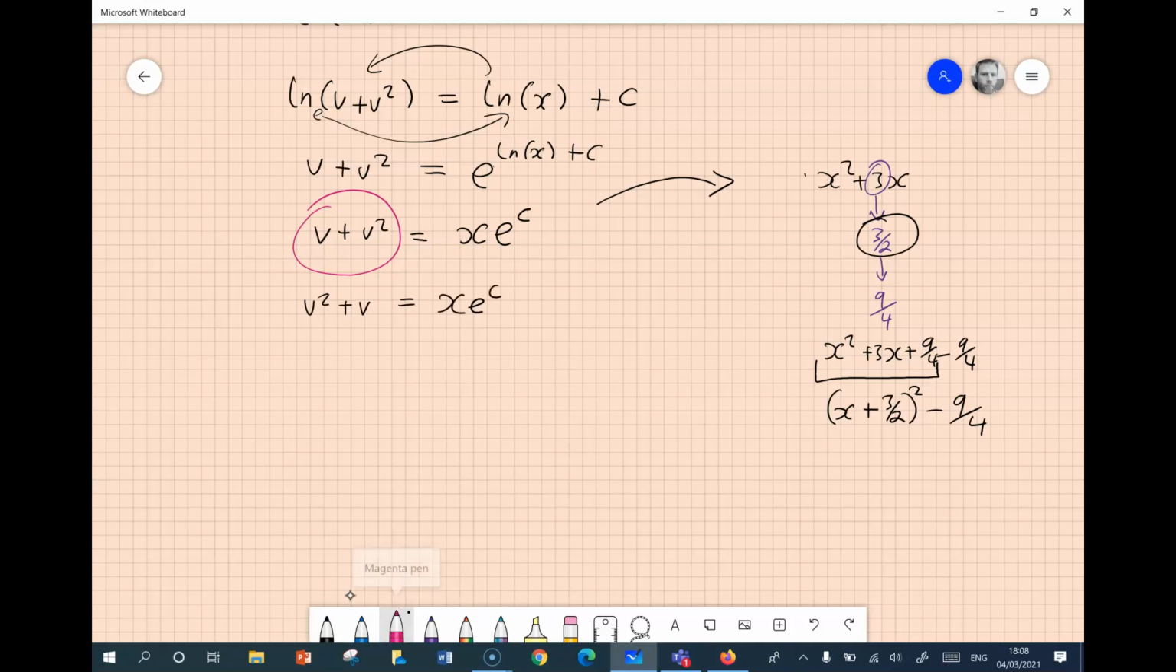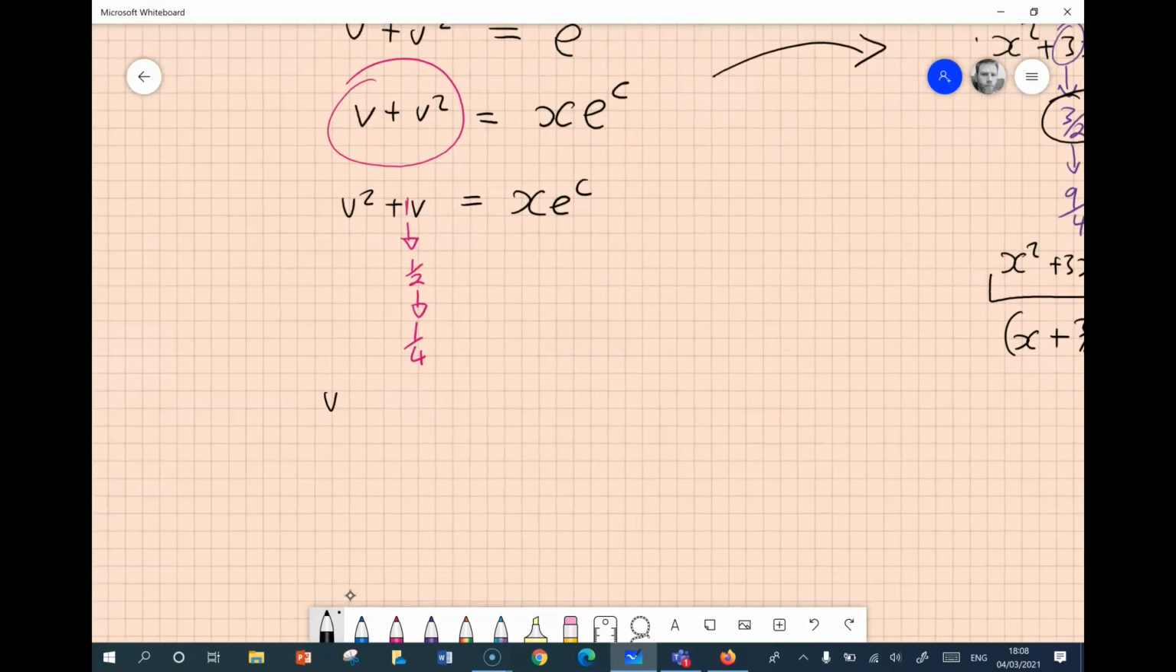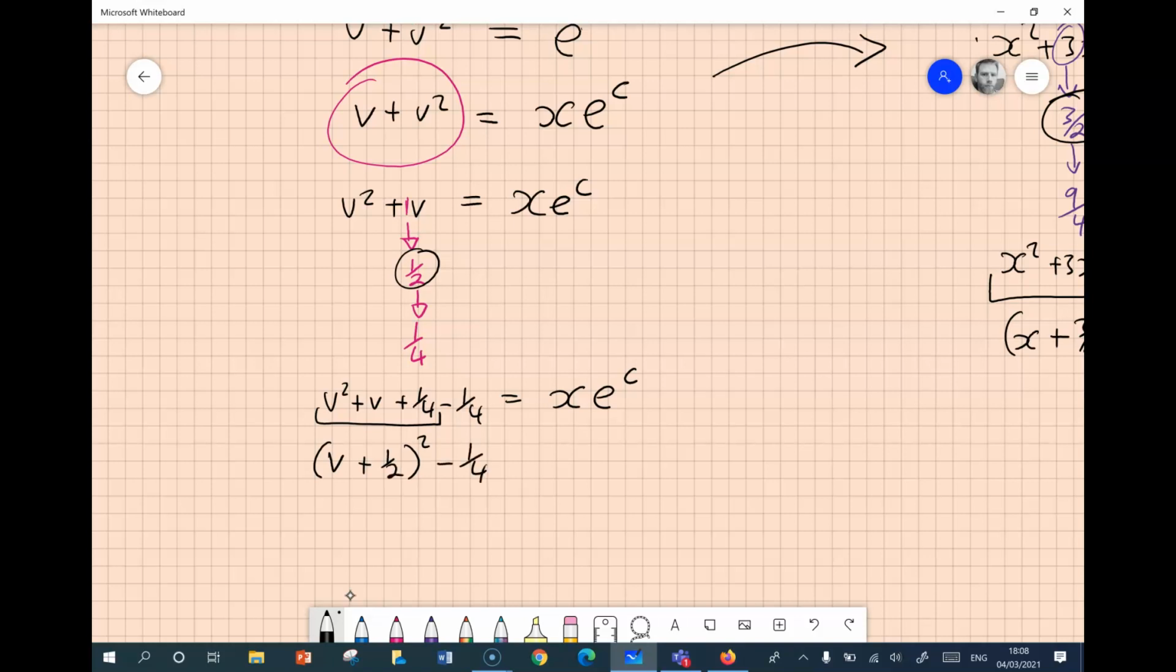So I've got my quadratic here, and my coefficient of the v is 1. So I'm going to take that, I'm going to half it. Half of 1 is a half. Then I'm going to square it, and that's going to give me a quarter. Now what I'm going to do is I'm going to add that and subtract it. So I've got v squared plus v plus a quarter minus a quarter equals x e to the power of c. Now I can factorize my first 3 parts there, factorizing a quadratic to be v, and it's always the thing that I halved, which is plus a half in this case, then minus a quarter. That's equal to x e to the power of c.